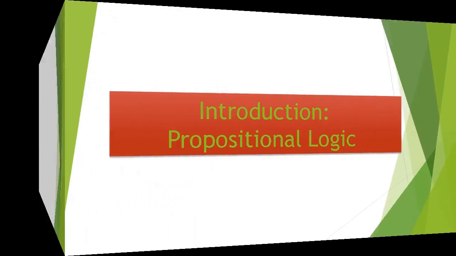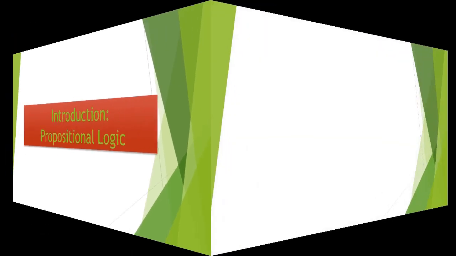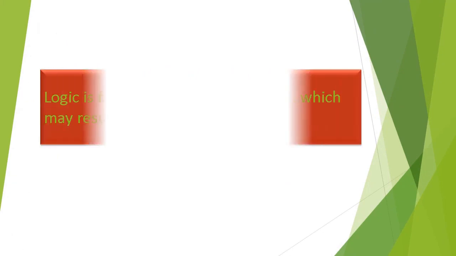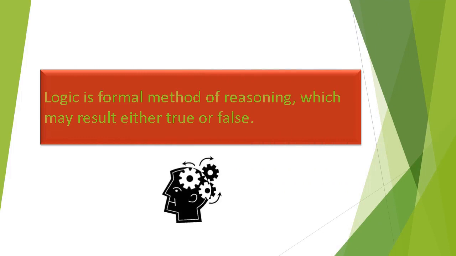As you have already learned in computer science, we are continuously engaged with programming statements through syntax and the flow of control to check the validities. The procedure of validating the statement is based on certain reasoning. The study of such reasoning is termed as logic. So we can define logic as a formal method of reasoning which may result either true or false. And this is a tool to grant our thoughts and bring it into reality.